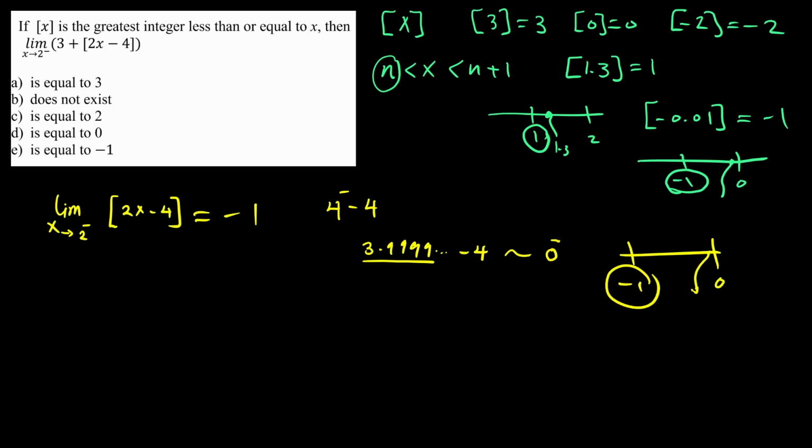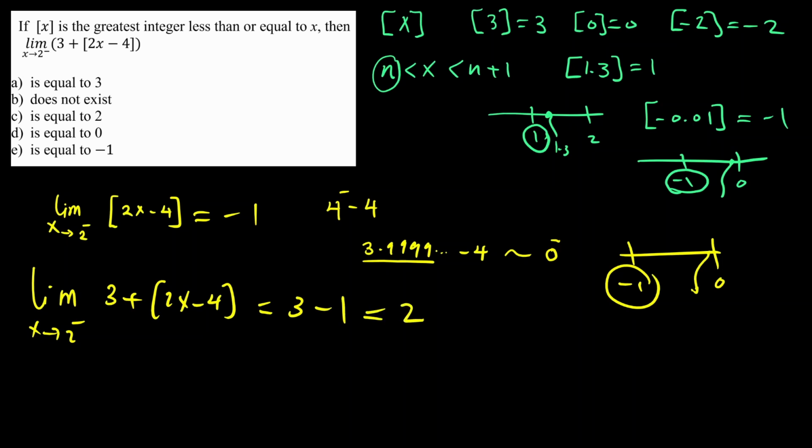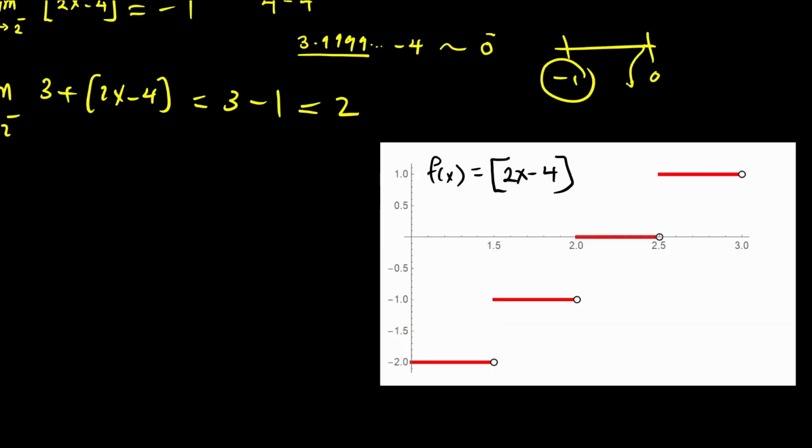Now the total limit is going to be equal to, of course, 3 minus 1, which is equal to 2. So the limit as x goes to 2 from the left of 3 plus the greatest integer of 2x minus 4 will be equal to 3 minus 1, because the limit of 3 is just 3, and the result is going to be equal to 2.